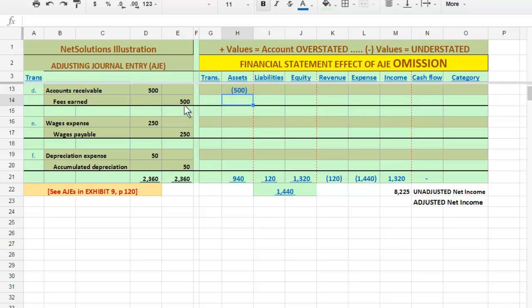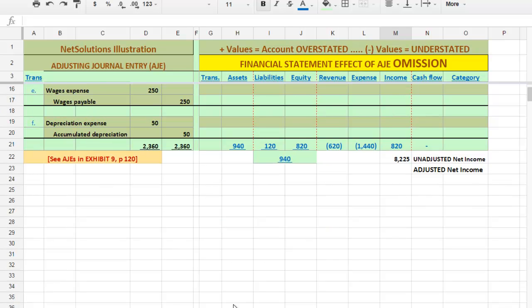If we omitted the credit to fees earned, we would have too little in the revenue account. So let's enter a negative $500 in revenue. And if we understate revenue, we would understate income and we would understate earned capital. Since the balance sheet balances, we are complete with this transaction.